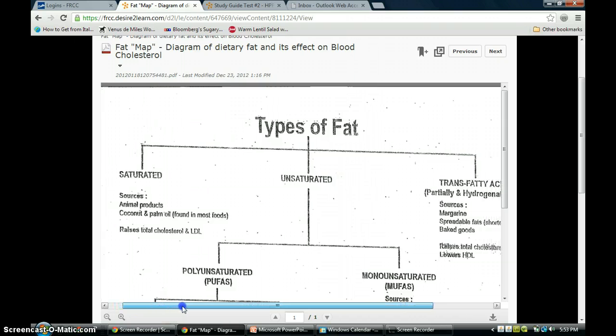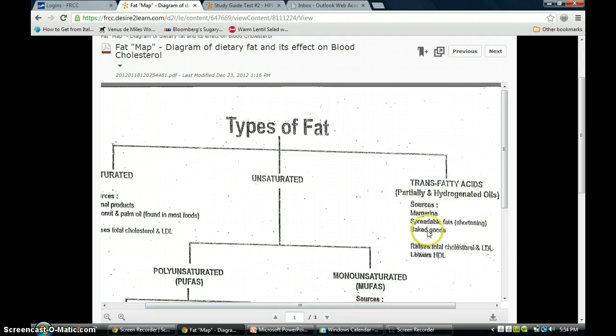So, for instance, saturated fat, in any kind of animal product that you have is going to be a rich source of saturated fat. The only real plants that are going to be high in saturated fat are going to be the tropical oils, and they're very high. And so here it shows you what does it do to the body. It raises total cholesterol by way of LDLs.